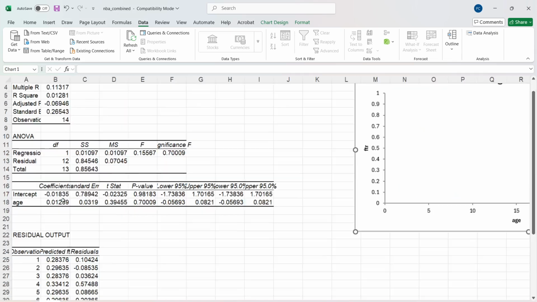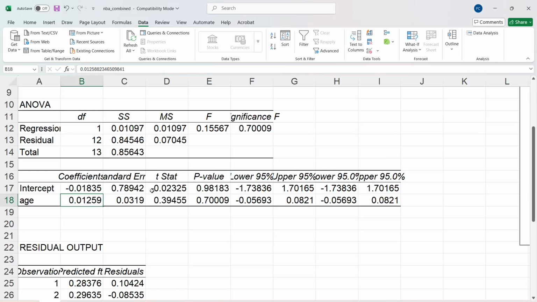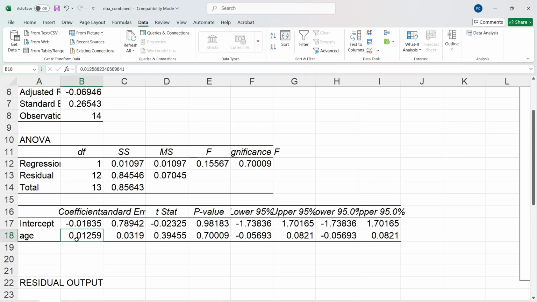And what do I have for age? Here, my coefficient for age says not statistically significant. But if I did interpret this as statistically significant, I would say that for every 1 year increase in age, my predicted FTR for a player is going to increase by 0.01. But again, standard error here is 0.03, p-stat is 0.39455. That looks like a genuine noise result. That looks like just random happening.